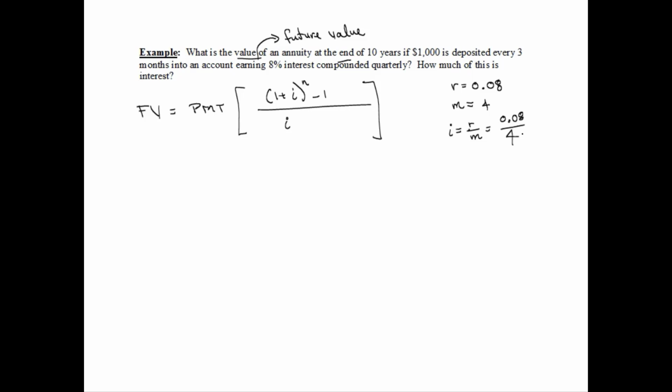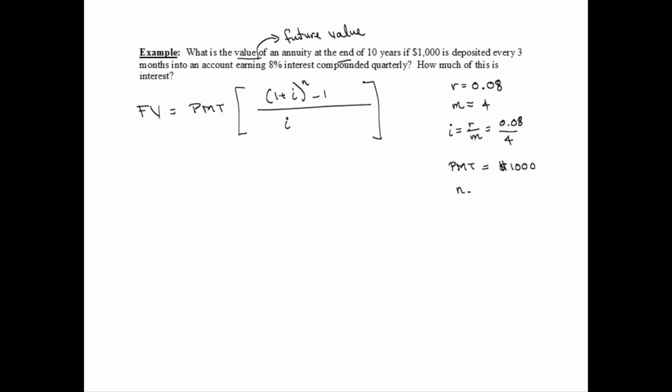This one you could simplify here. But if you do that and get a decimal, you'll get something that does not terminate, so you'll have rounding error. So I'm going to just leave mine in its unsimplified version like this. Okay, 0.08 over 4, that's better. Our payment is equal to $1,000. And that's all we need.